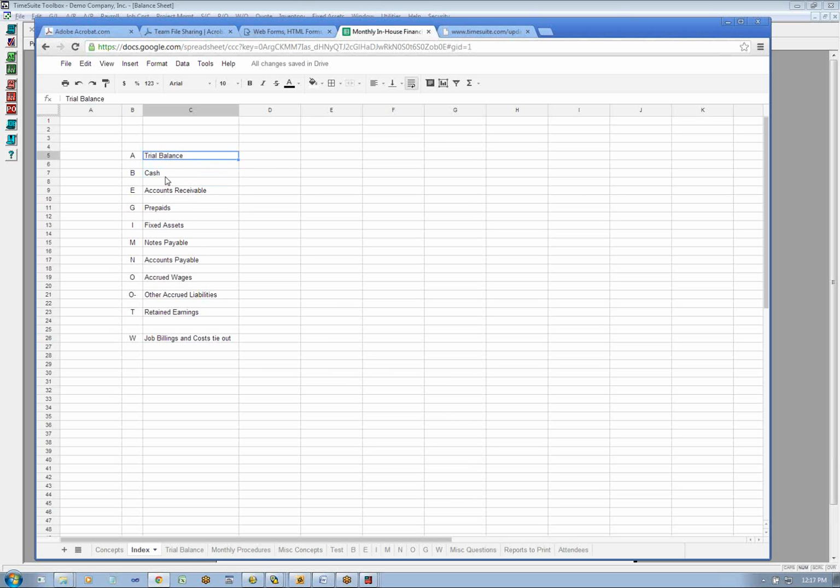You don't need a very extensive index for your internal financial statements, but here we have cash. We labeled our E work papers as our receivables, G work papers as our prepaids, fixed assets, and so on and so forth. And what we're going to do for the most part with the rest of this is go through and analyze some of these things.